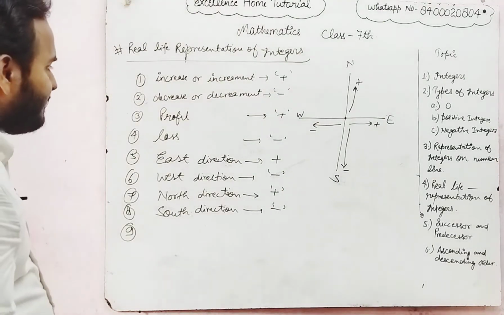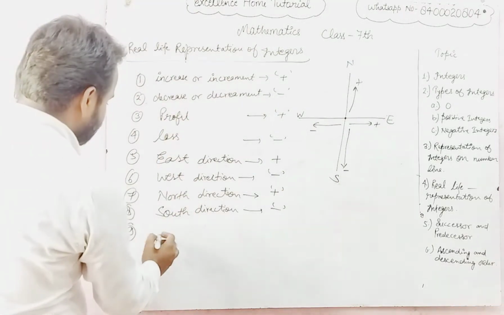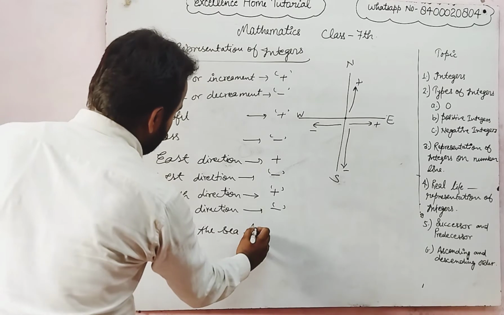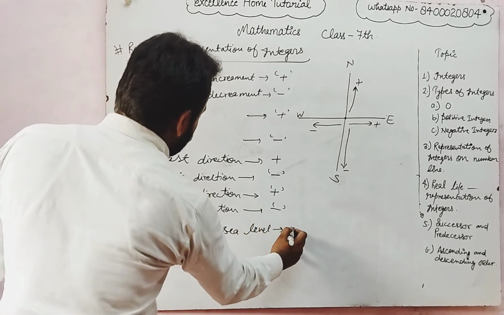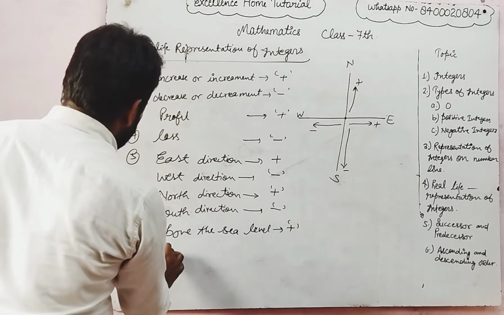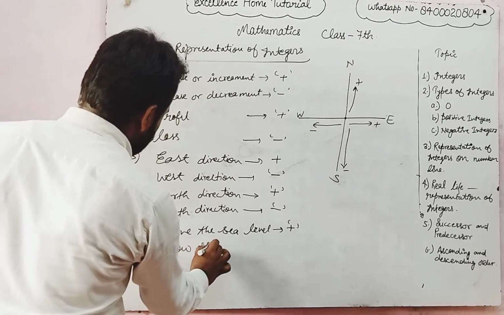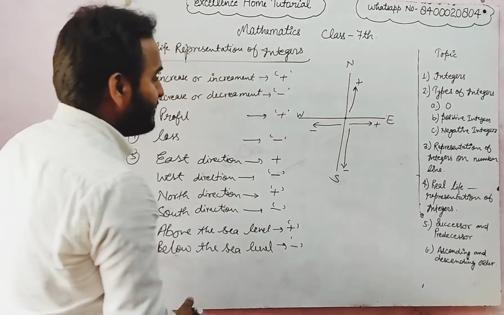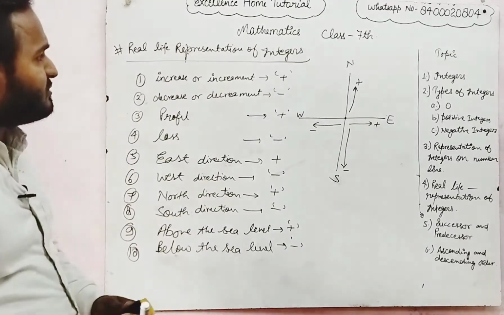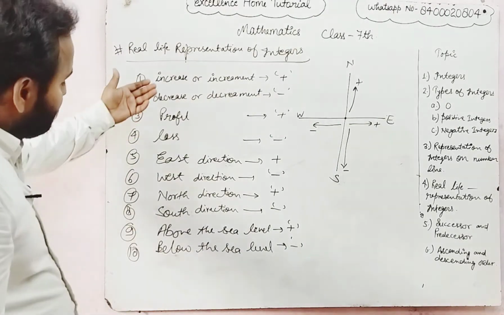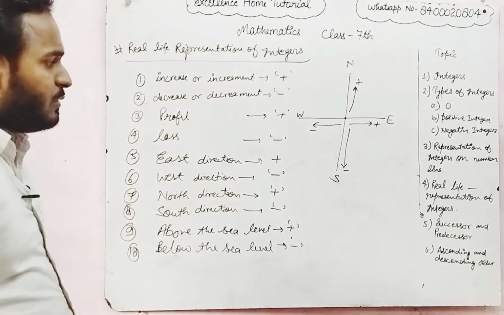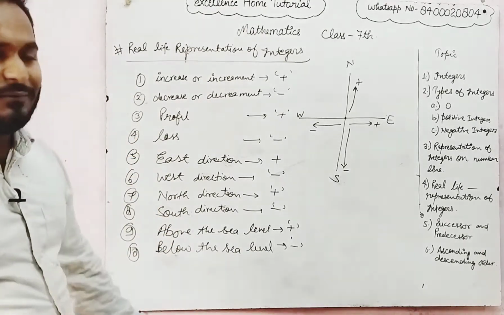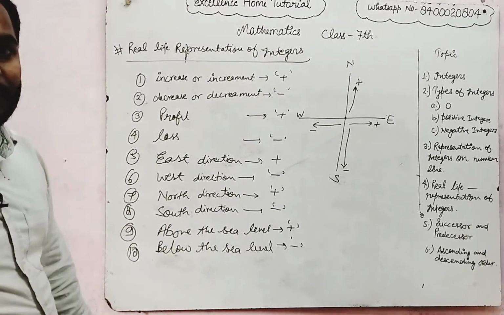So this is the real life representation of integers. Above the sea level is represented by plus sign, below the sea level is represented by minus sign. So there are so many examples of real life representation of integers, such as these 10 examples. So next you can take a screenshot for this, and after that we will discuss successor and predecessor. Okay.